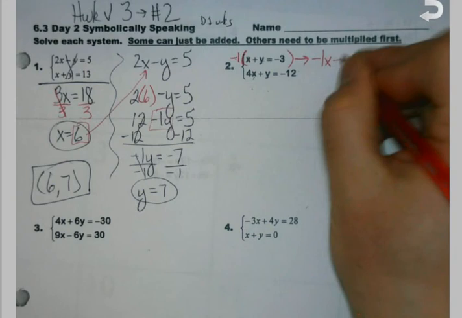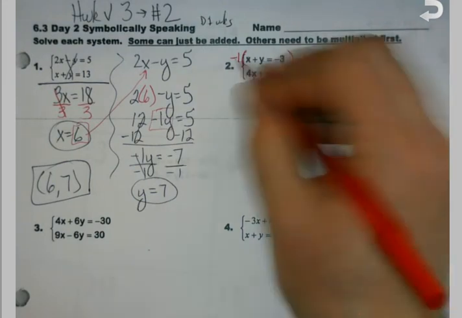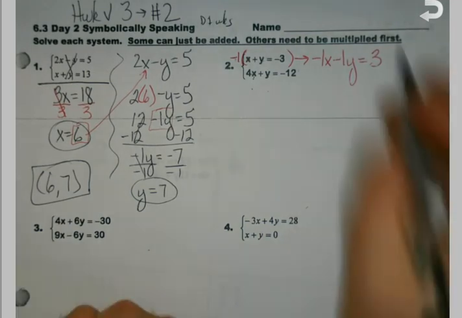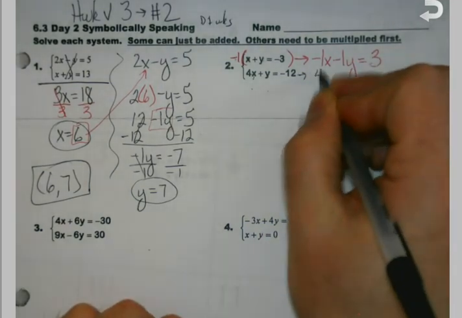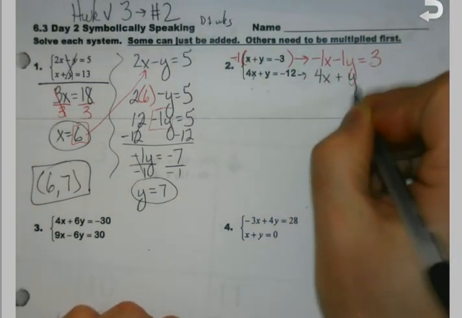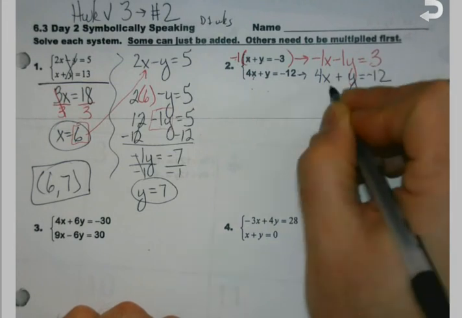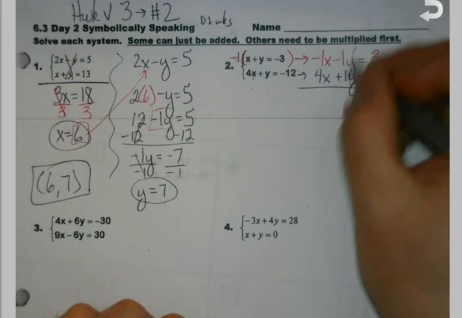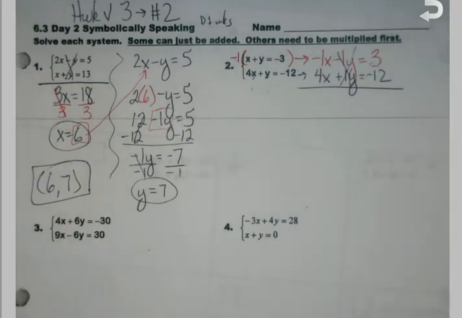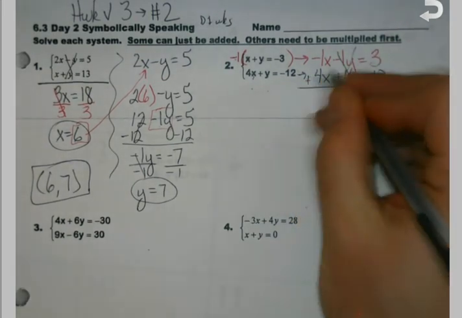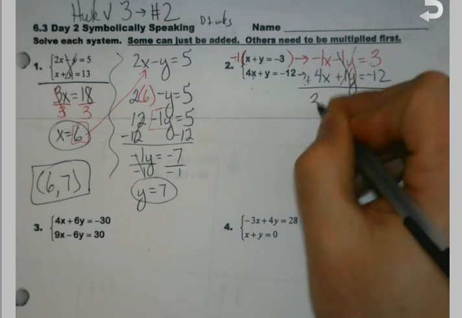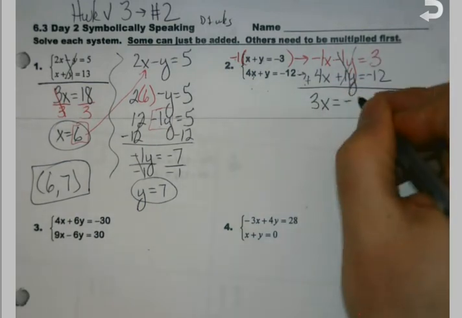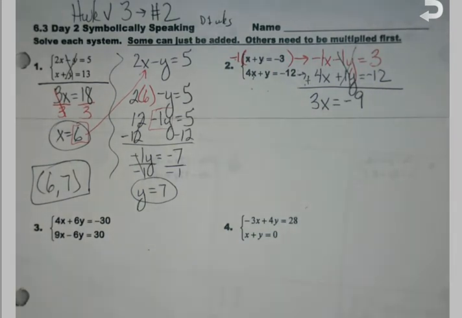Negative times positive is negative. Negative times negative is positive. Got to be careful on those. Those are the ones that can get you. And then I'm going to leave the bottom one alone. And again, it's my y's this time, the negative and positive one, that cancel. That's a good thing. Negative 1 plus 4 is 3x. 3 plus negative 12 is negative 9.